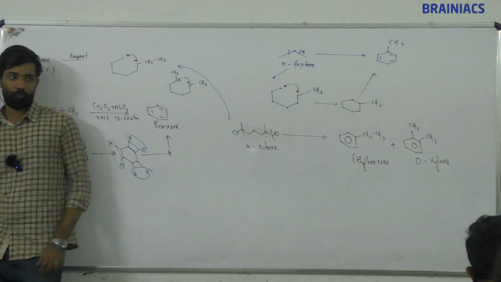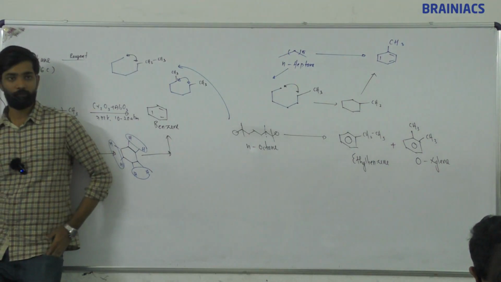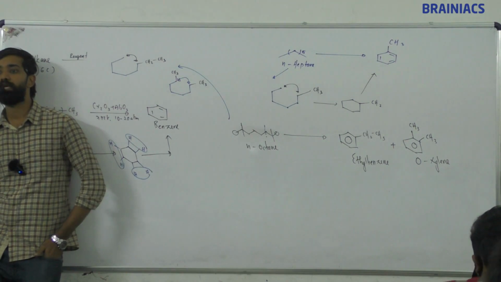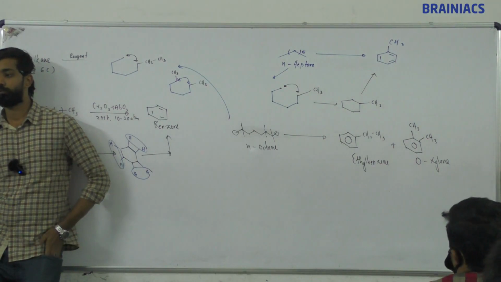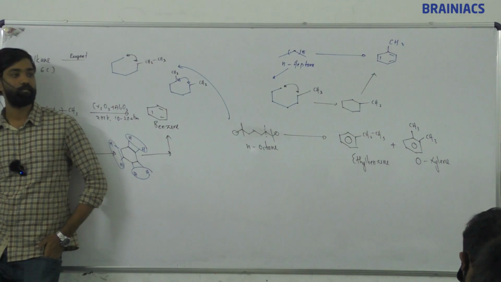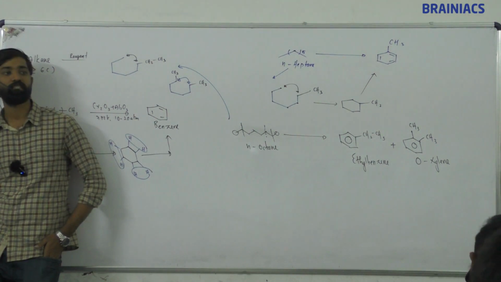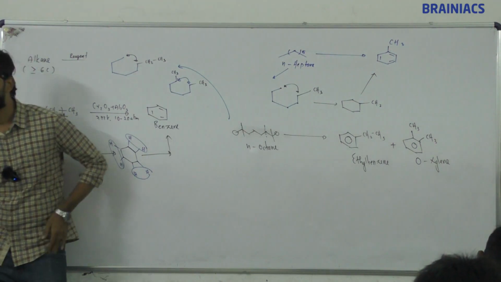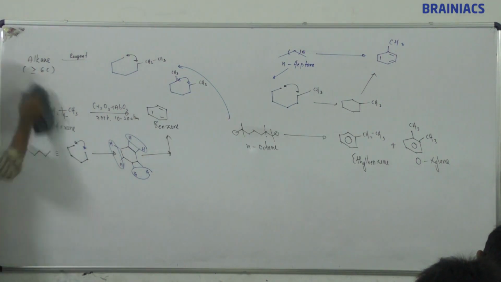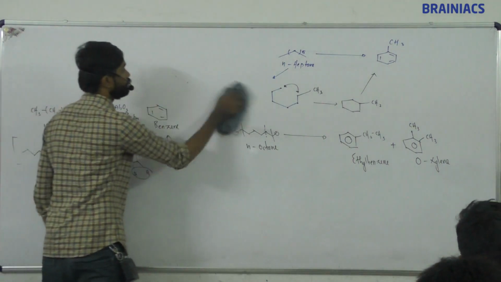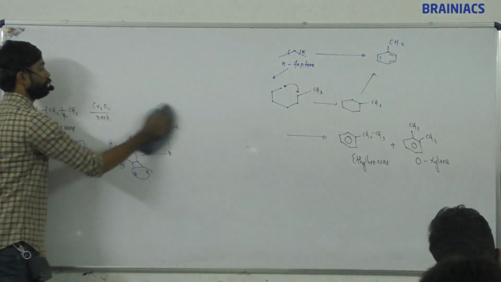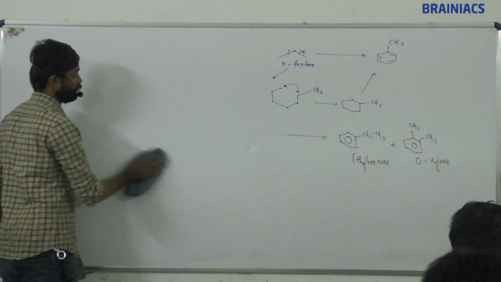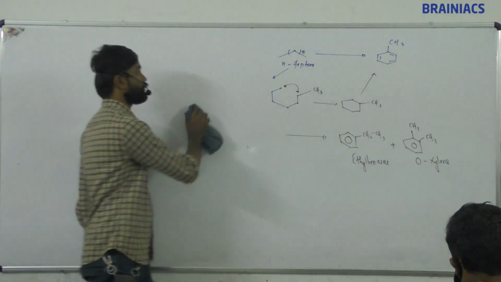And the next, that is the most important reaction in alkane: free radical substitution. Put it as a heading, free radical substitution. So one more chemical property is there, that is free radical substitution, which is considered the most important chemical property of alkane.